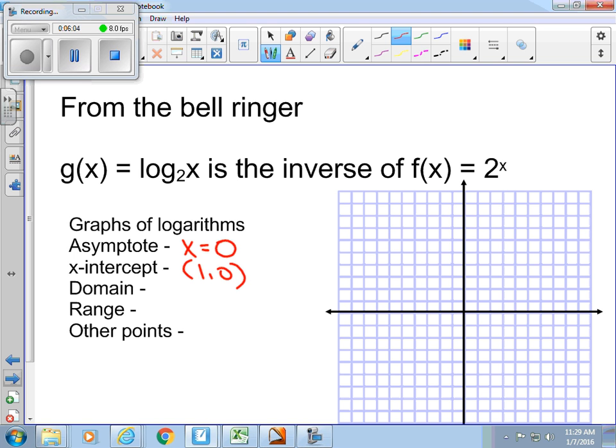Any logarithm, because any exponential has a point (0, 1), so won't any logarithm have a point (1, 0)? As long as it's not shifted. Good. Domain of a logarithm that's not shifted is 0 to infinity. Range of a logarithm, shifted or not, is negative infinity to infinity. So you remember that question on AP or on the calculus question that asks you the domain and the range of the logarithm? It's the thought process you would go through.